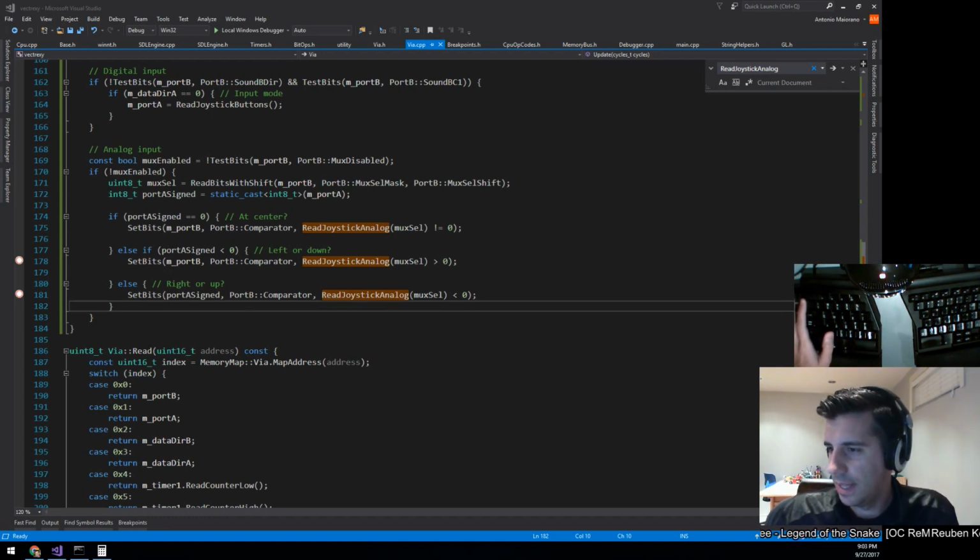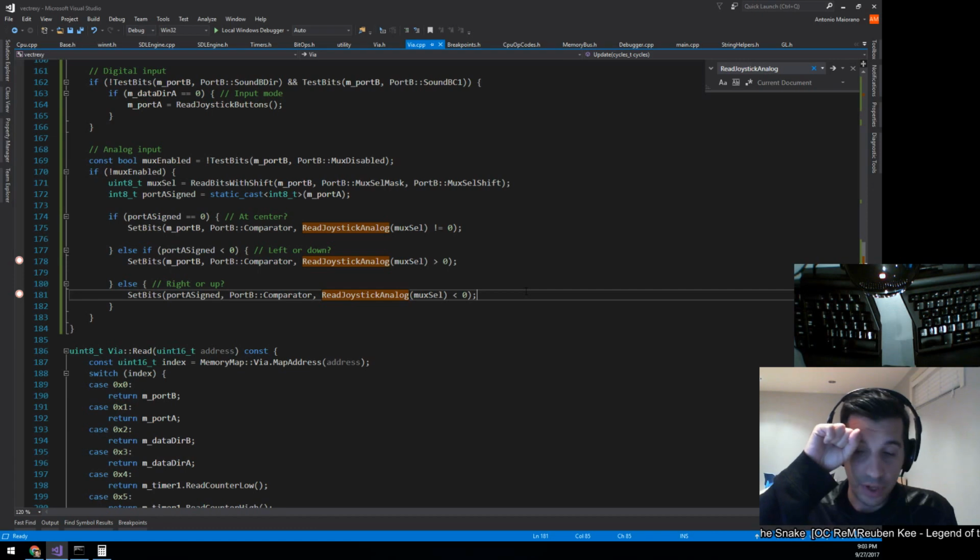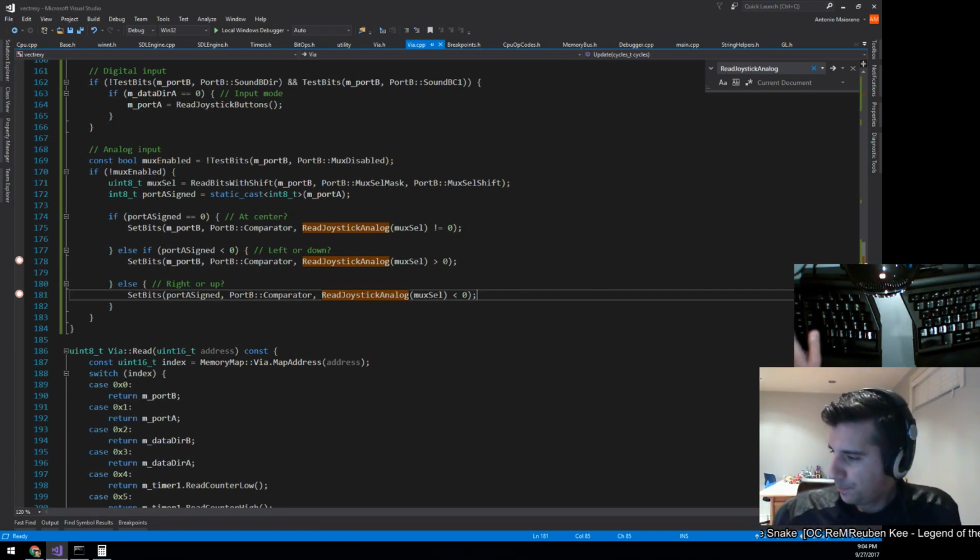So, I streamed just a couple nights ago and we made some nice progress. We got to a point where I was able to figure out how to implement button input for the joystick, and started working on analog and didn't quite get that working. So tonight I'm going to keep working on that.